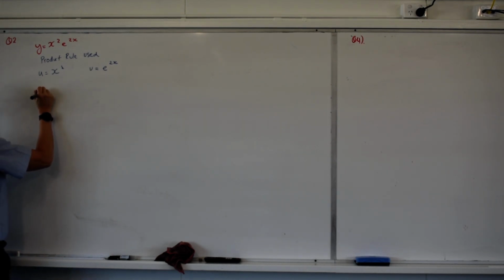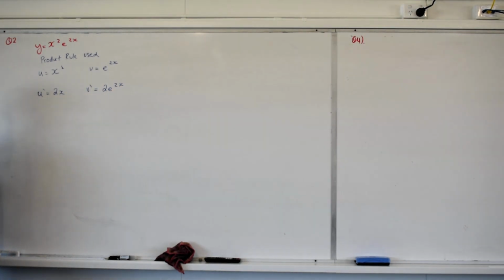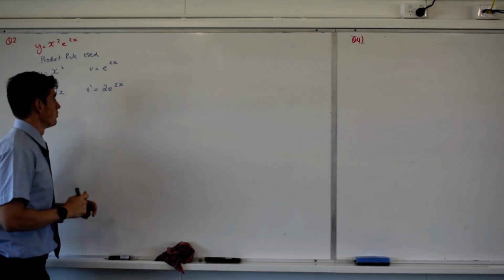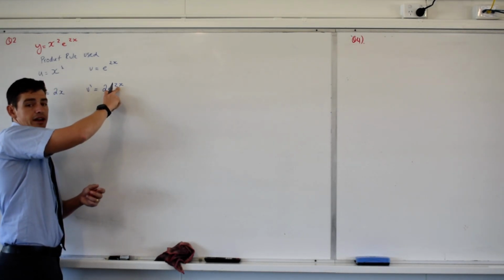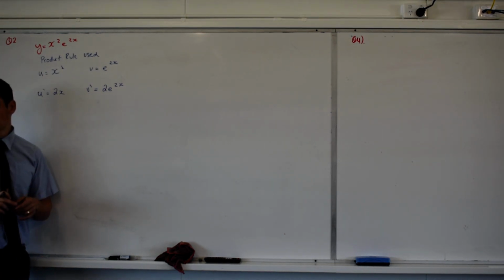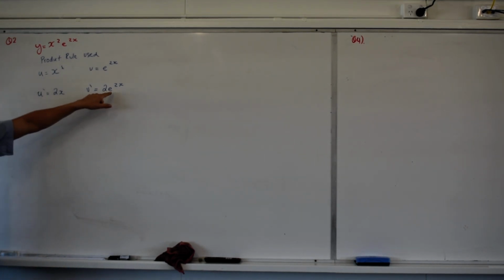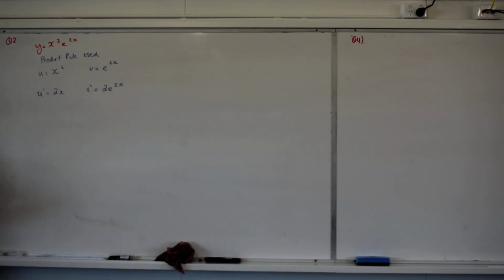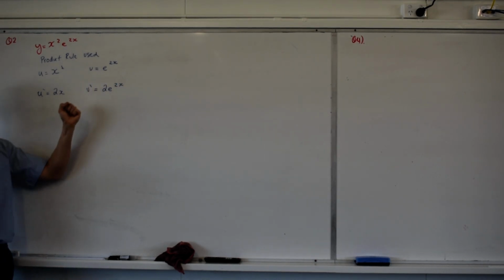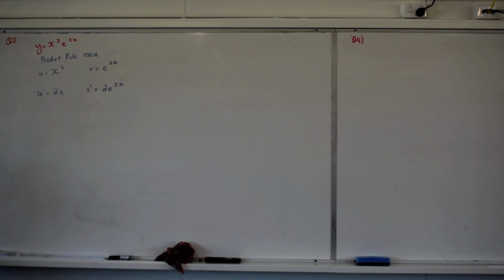U dash equals 2x. V dash equals 2e to the 2x. Now some people in this room and in other rooms have been mistaking this and making that 3x. What's their problem? They're adding 1 to the power, which isn't the way that we do those exponentials. Exponentials are really special because when we integrate and derive them, the exponential part stays the same. If we're deriving, we multiply. If we're integrating, we are dividing by the derivative of the power. Sweet? So don't get confused with that.